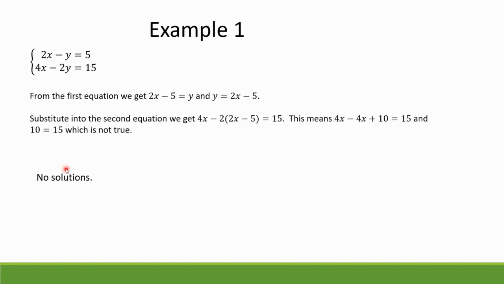Doing so, we get 10 equals 15. Over here, the 4x's cancel. Well, this is not true, right? No matter what x and y are, 10 equals 15. That's impossible. What does that tell us? No solution.